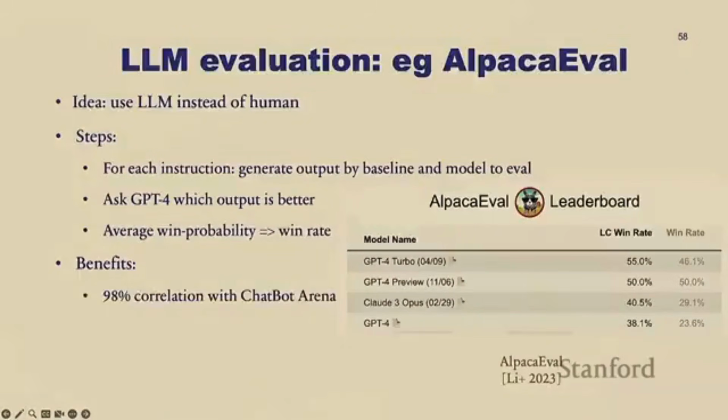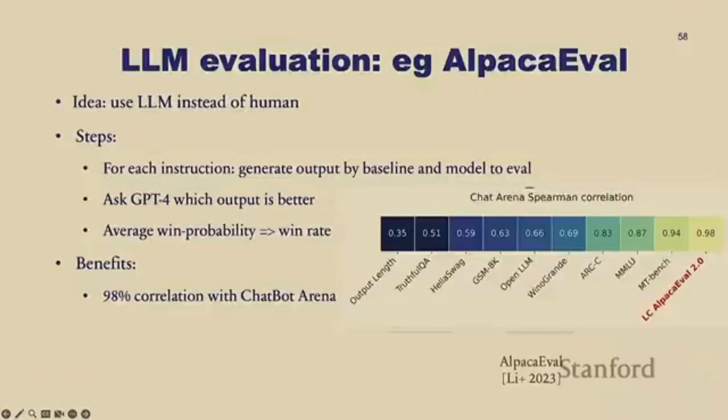The benefit of this is that we actually get 98% correlation with Chatbot Arena, so very high correlation with humans. This is a comparison of correlation with other benchmarks, and it takes less than 3 minutes and less than $10 to run, so it's pretty cheap.